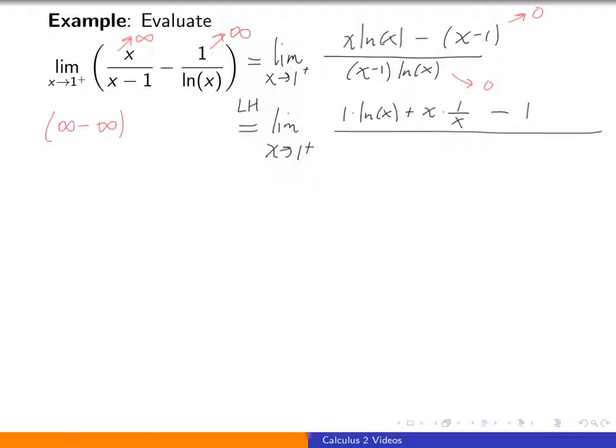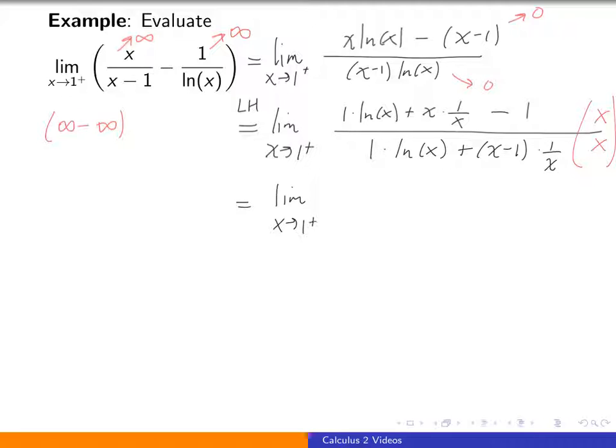Similarly, we can differentiate the denominator also with the product rule. We take the derivative of the first, which is 1, multiplied by the second, plus the first, x minus 1, times the derivative of the second. And at this point, I'm going to go ahead and do a small amount of algebraic simplification. What I'm going to do is just multiply the top and the bottom of the fraction both by x. And the reason I'm doing this is just to make it look a smidge simpler.